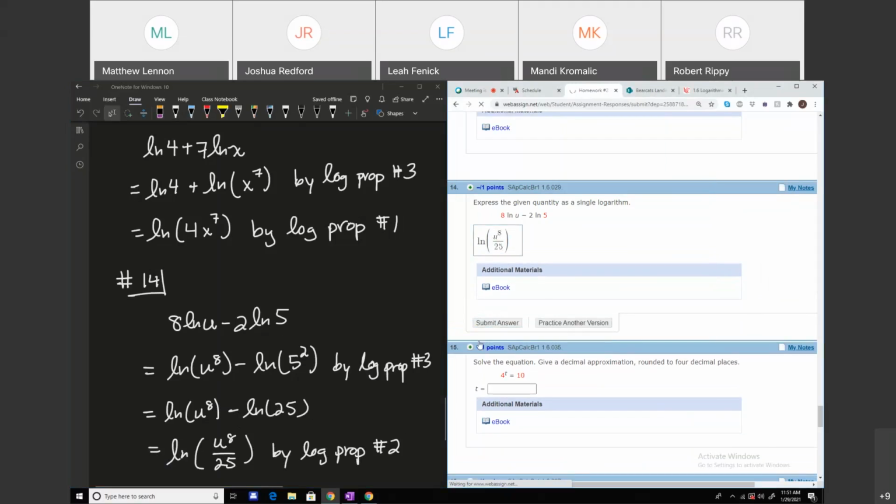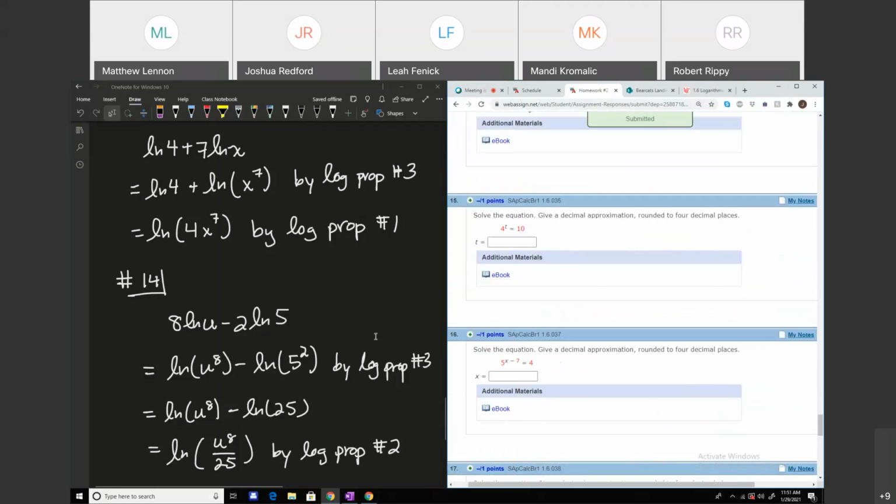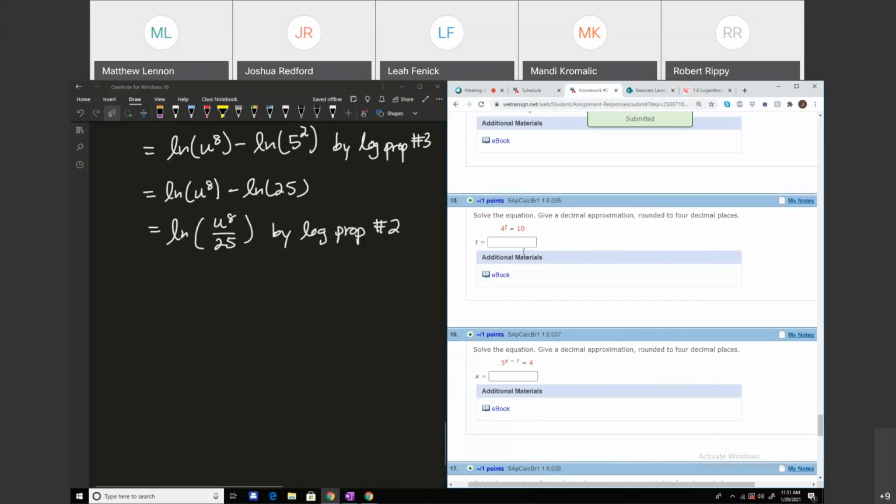Works. Yep, absolutely. And then we've got the last two, which are just solving some equations. Number 15 is really easy, so I'm going to skip that one, and we'll go to number 16. Notice you can use decimals here. You just have to round to 4 decimal places. So you want to keep a lot of decimals as you work these out.